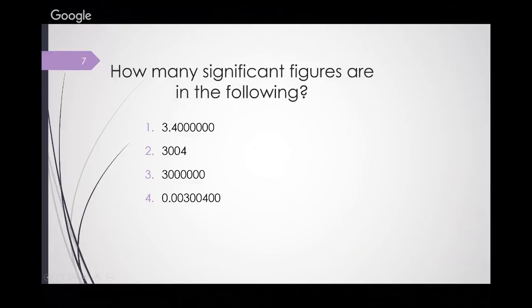Lastly, here we're looking at combining a couple different rules. We have a zero sandwich, we have trailing zeros, we have leading zeros. So which of these zeros matter? Well, these are the zeros that don't matter. Sandwiched, yes. To the right, yes. So the number of significant figures in this value is 6.